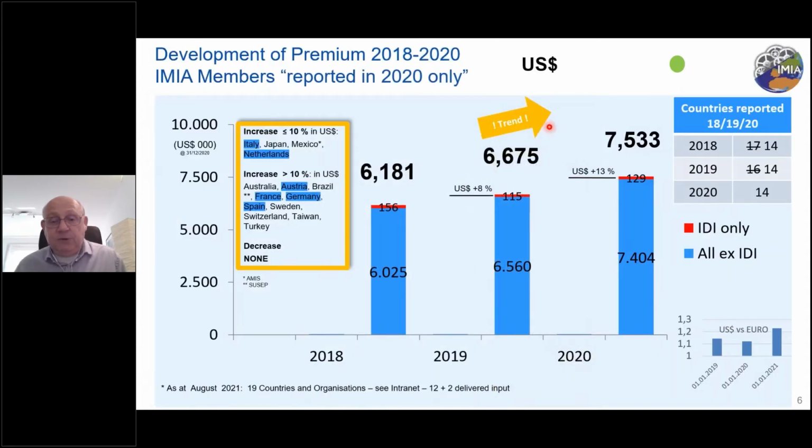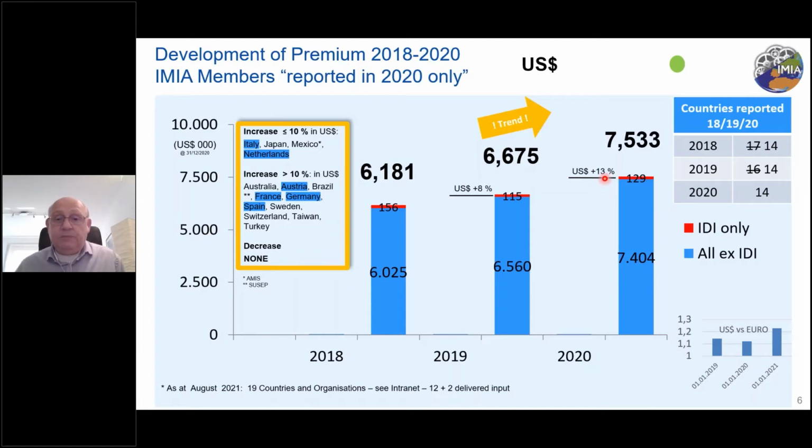This is a very common first chart of the presentation. And you see the premium volume. The smaller red area is just IDI. We've decided some years ago already to separate a little bit the IDI view on these statistics, because this is also a very special market segment, and there's only 2 countries reporting on IDI. The premium volume in dollar is quite nicely increasing. In 19, plus 8%, in 20, plus 13% of the countries who have reported.